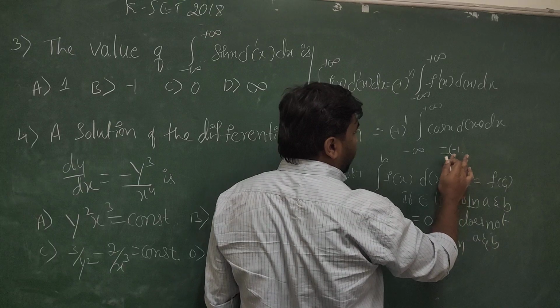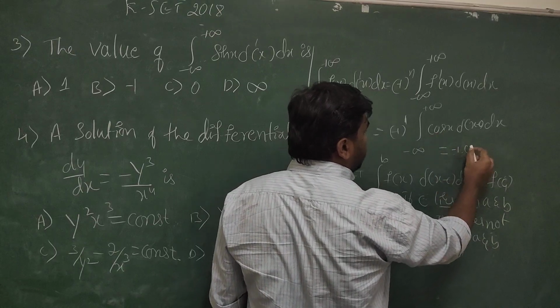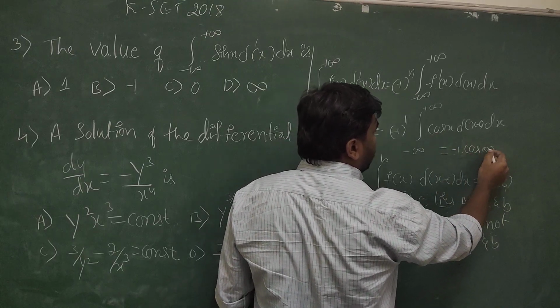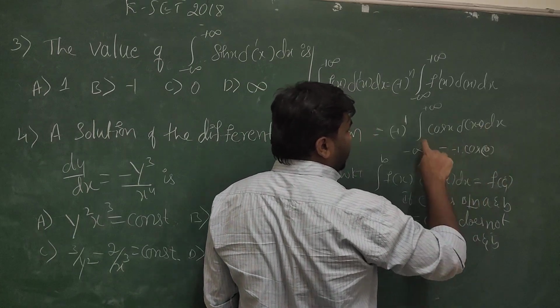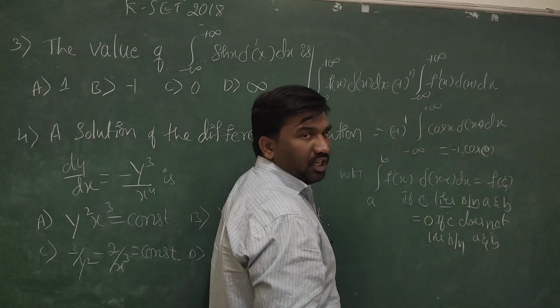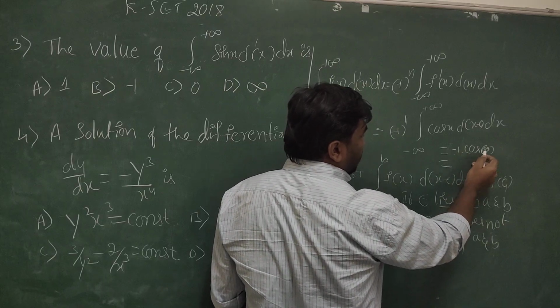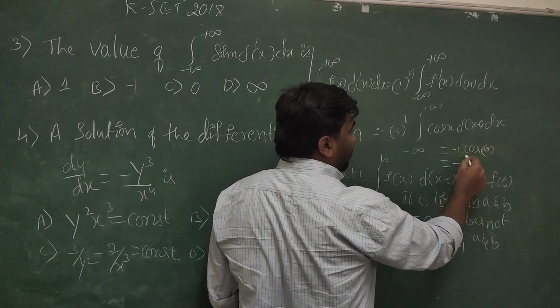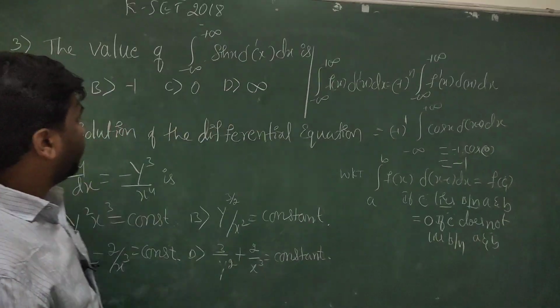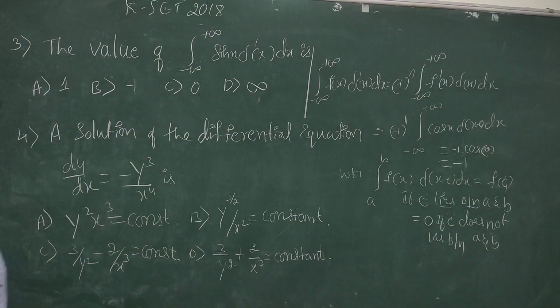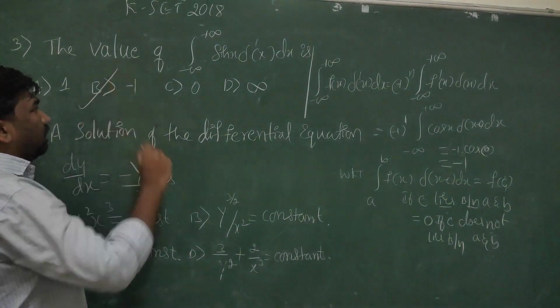So that is minus 1 into cos 0, because 0 lies between minus infinity to plus infinity. So therefore it is equal to minus 1 into cos 0. Cos 0 is 1. So the answer is minus 1. So is there an option minus 1? Yes, option number B is correct.